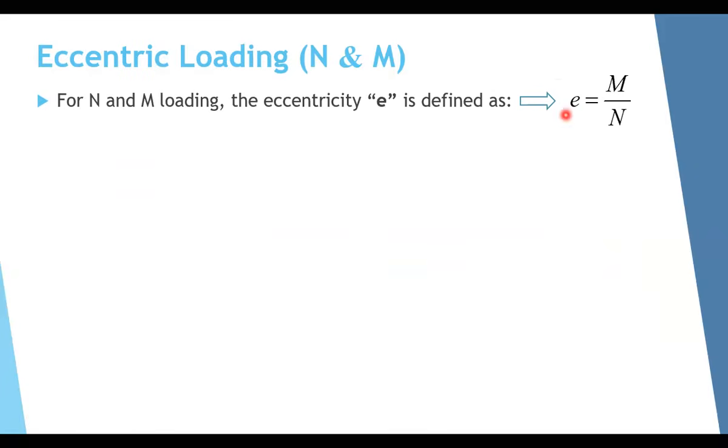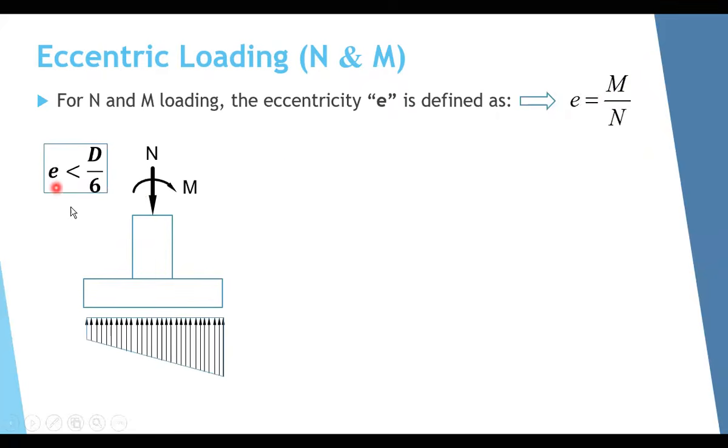But before doing that, we will have a new term, which is called eccentricity, when you have normal force or axial force and moment. The eccentricity equals the ratio between the moment and the axial force. Based on this value E, which depends on M and N, we will have 3 different types.